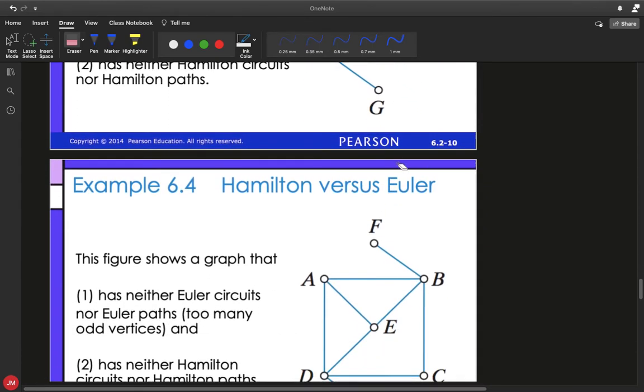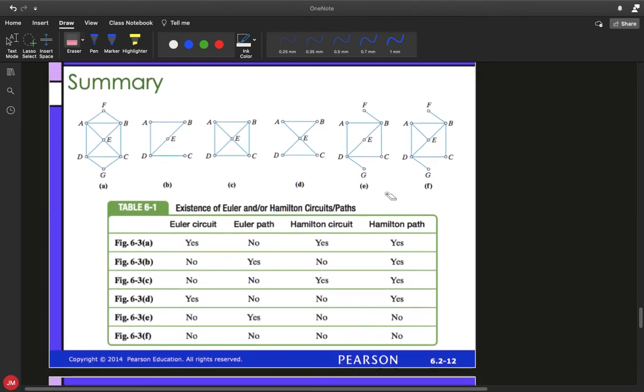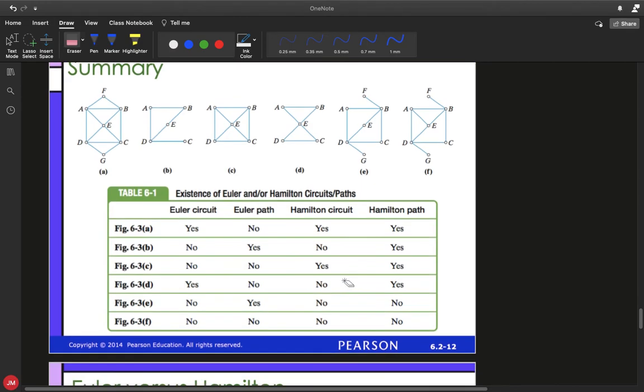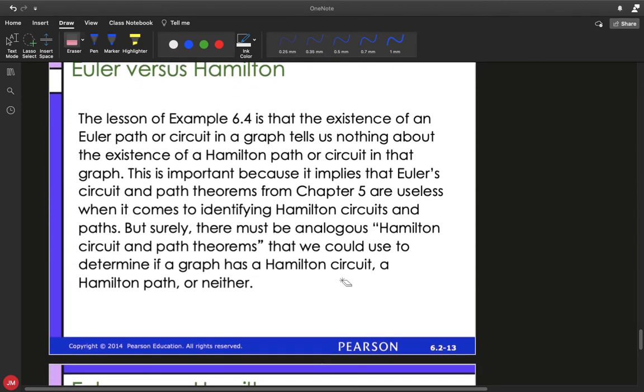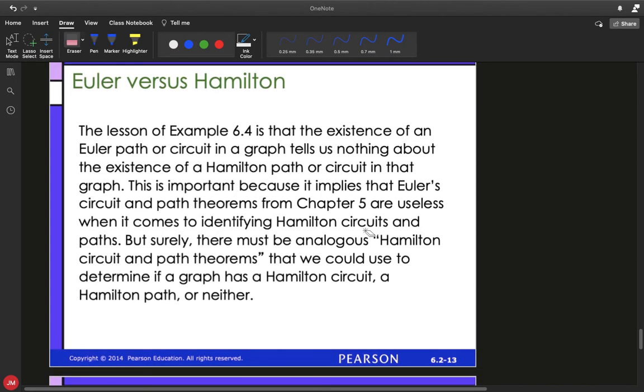All right, so again, some more for you to take a look at. I'm not going to go through all of these with you, but it does give you a nice summary down here about which ones of those examples had Euler circuits, which ones had paths, and also which ones had Hamilton circuits and which ones had Hamilton paths. So it might be a good idea to go through and try to find both the Euler circuits and paths and the Hamilton circuits and paths for each of the respective graphs in order to make sure it makes sense.